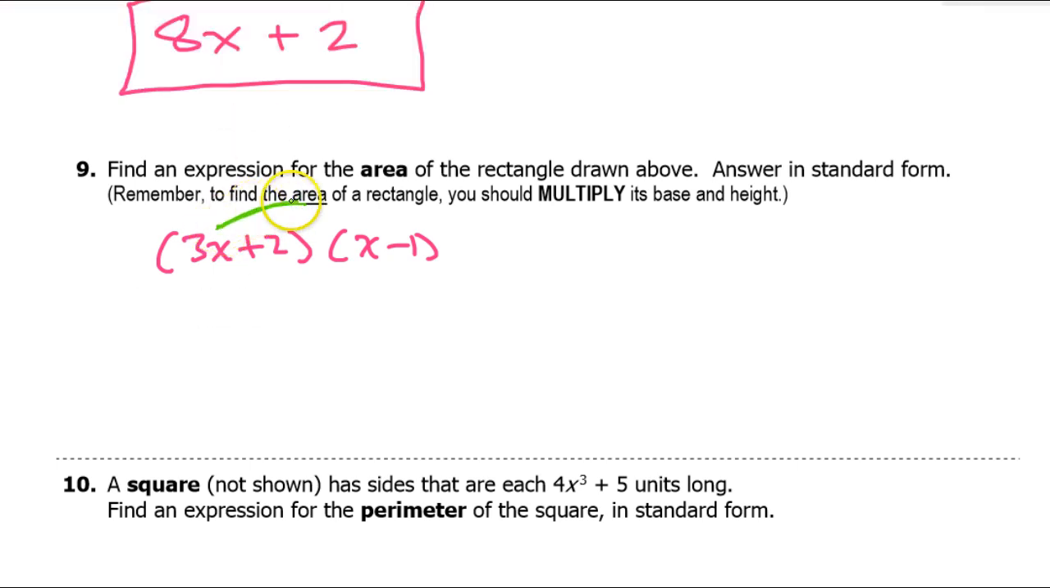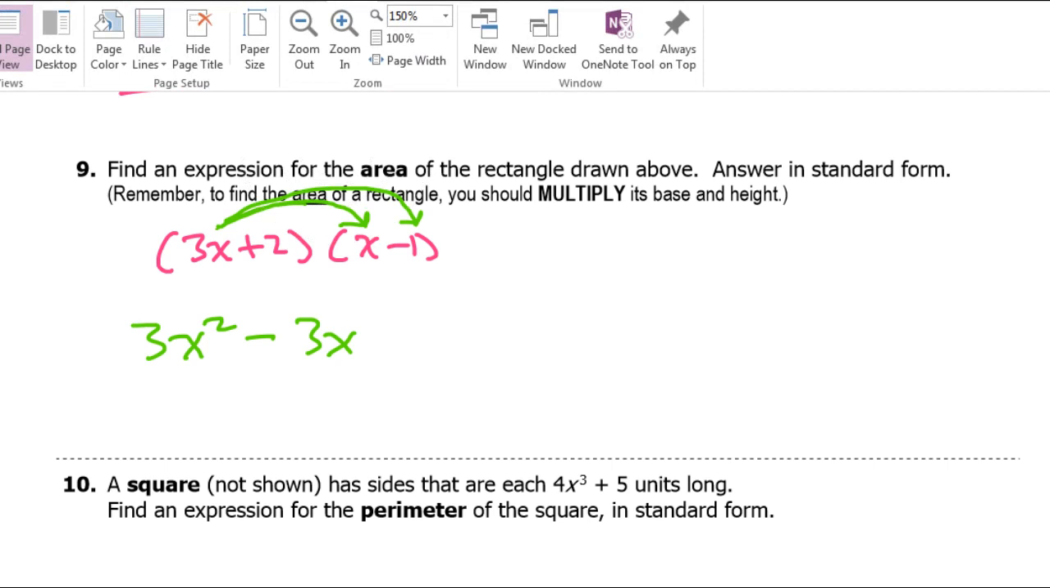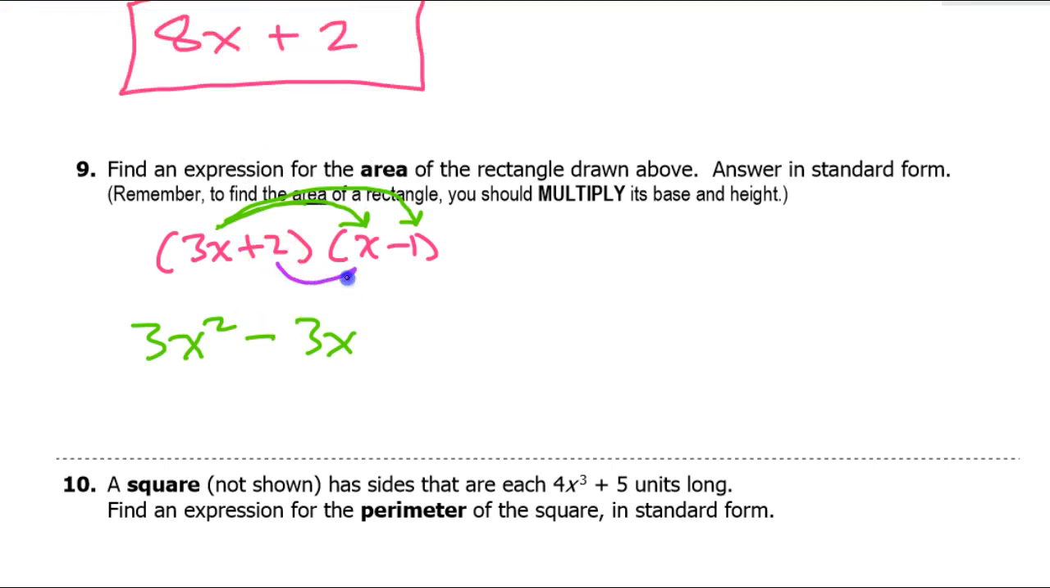So I'm going to start by distributing the 3x. All right, so 3x times x, that's going to be 3x squared. And then 3x times negative 1 is negative 3x. All right, next we distribute the 2. 2 times x is 2x. 2 times negative 1 is negative 2.